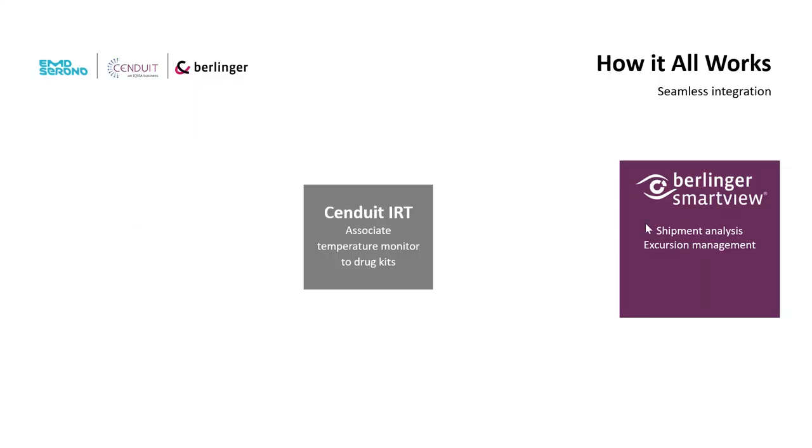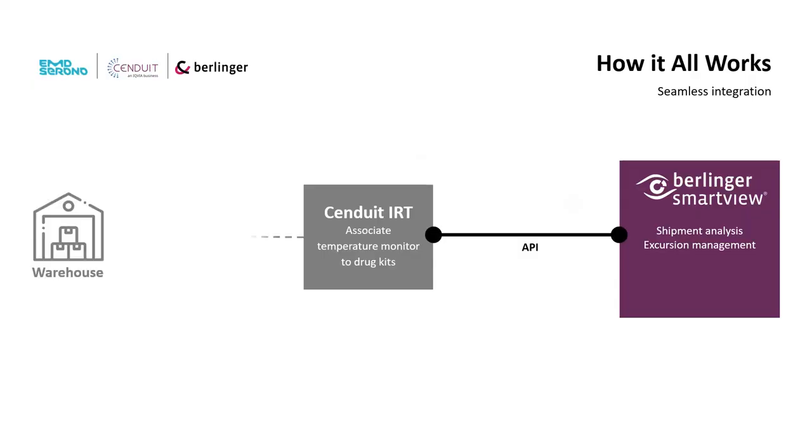So you see here, basically, the Cenduit RT system is the front-end system in our solution. And we integrate with the Berlinger SmartView solution through an API. So through a direct database connection, we interchange information both ways. And now we look at how that whole process starts.